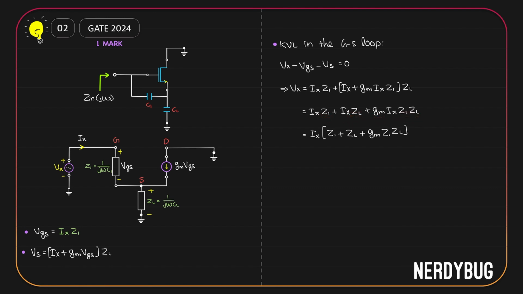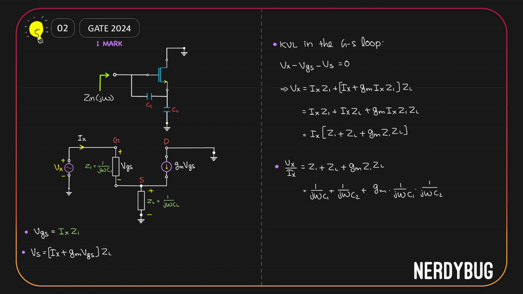What we want is Vx by Ix. From this equation, we can easily write that. Vx by Ix is Z1 plus ZL plus Gm Z1 ZL. Z1 is 1 by j omega C1. ZL is 1 by j omega CL. So if we write them that way, this is what we get.